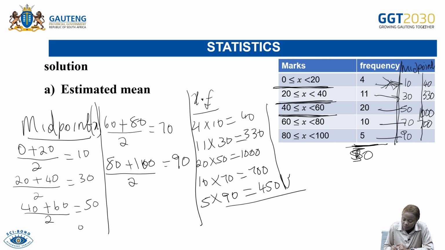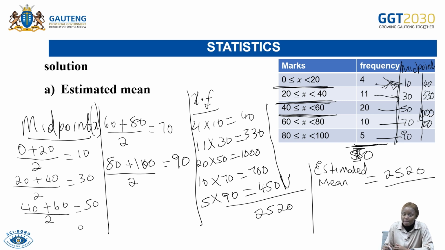Then I'll get 2,520. So for me to find my estimated mean, I'll say my estimated mean is equal to 2,520, and then you divide the whole thing by the sum that you got when you were adding your frequency. So in that case you'll divide by 50. So if I say 2,520 divided by 50, I will get 50,4. That is going to be 50,4. So it means your estimated mean is 50,4.